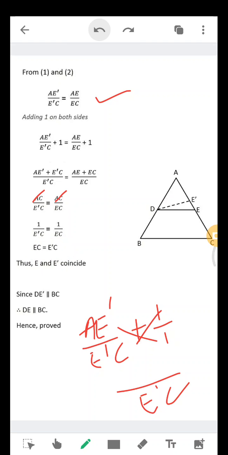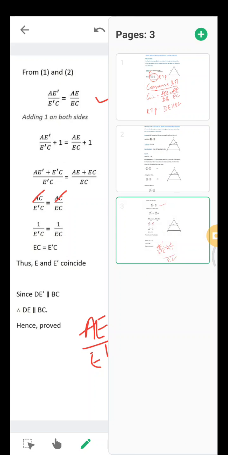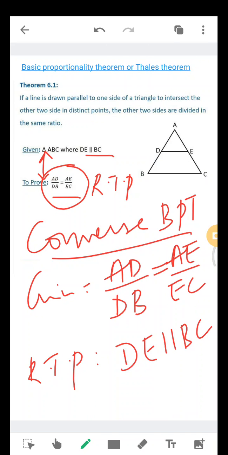So this is one of the most important theorems of this chapter, along with Thales theorem. Practice both the theorems before you forget them.